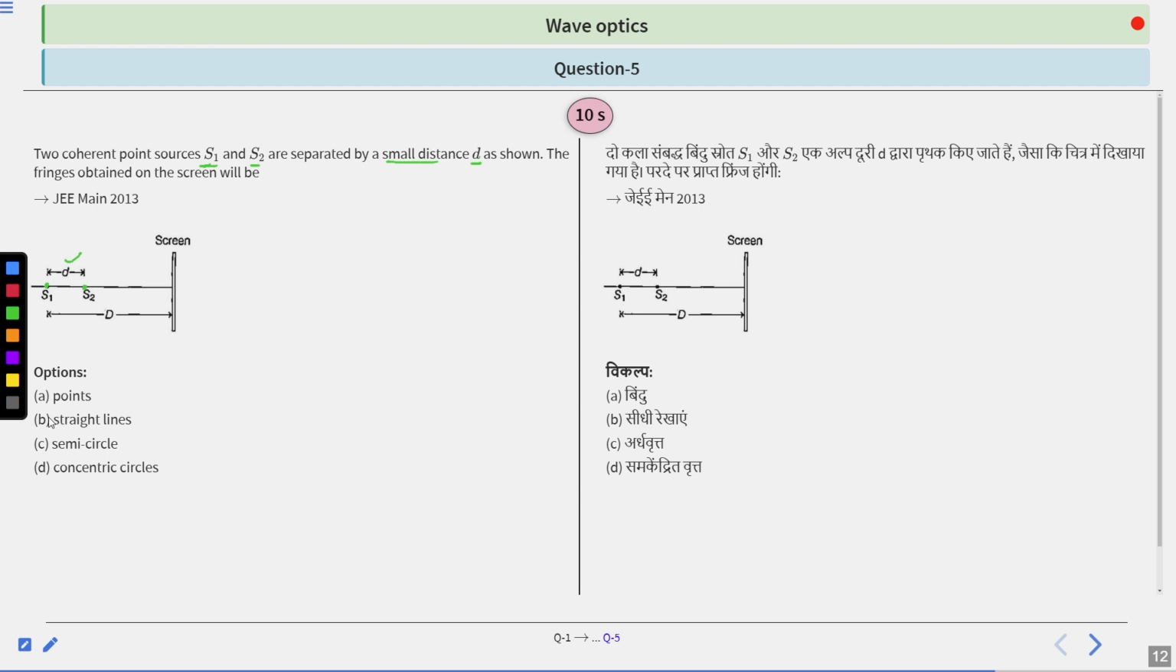Given options: option A is points, option B is straight lines, option C is semicircle, and option D is concentric circles. So which option is correct? Option A, option B, option C, or option D? You have some time to solve this question. After that, we will provide the solution. I hope you have solved this question. Now let's see the solution.